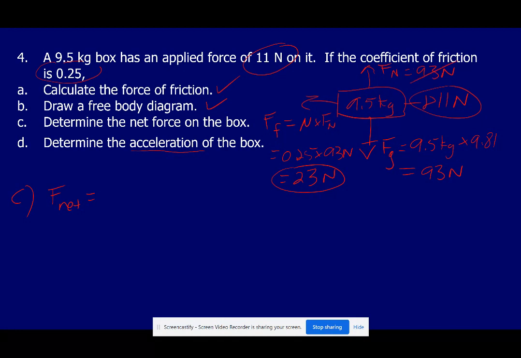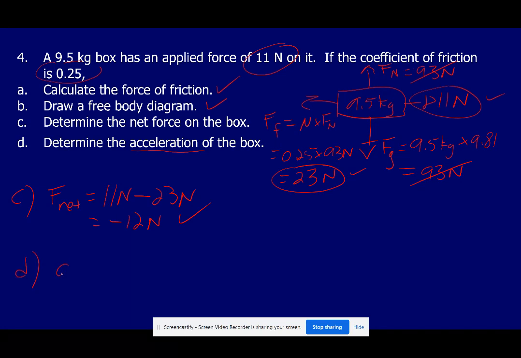So I've got 93 up and 93 down. Well, they just cancel each other out, the normal force and gravity. I've got 11 newtons forwards and 23 backwards. So I'm going to go 11 newtons forwards minus 23 newtons backwards. You can do this in your head or on your calculator if you want, but I'm just writing out what I'm doing. 11 minus 23 gives me negative 12 newtons. All that means is 12 newtons to the left, backwards 12 newtons. So that's that. That one's done. You could have also expressed that as 12 newtons left.